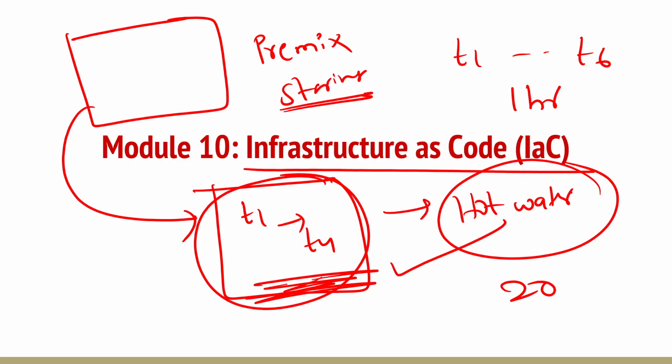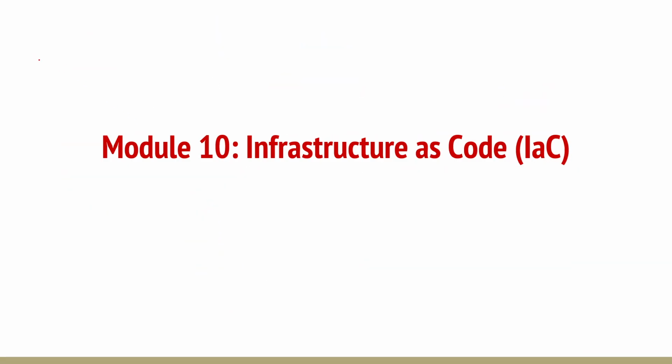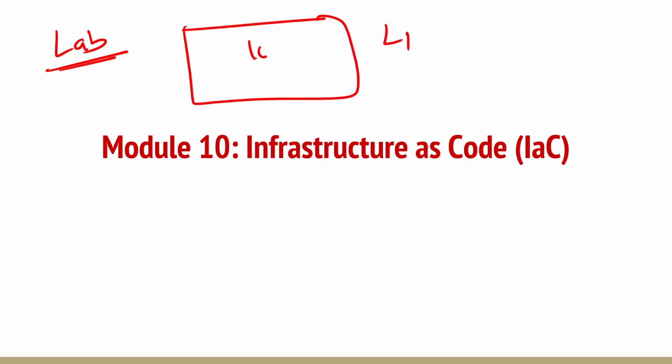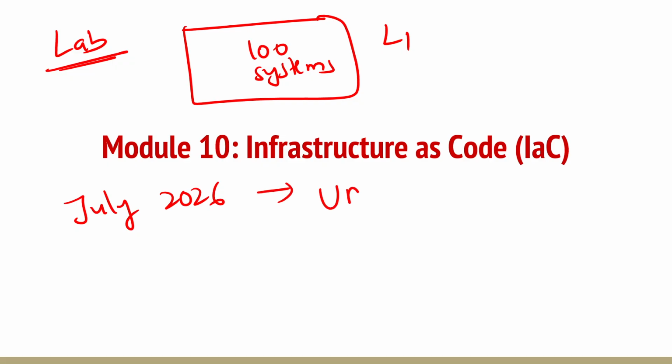Now let me go to a technical example which you can easily relate to. What is the technical example here with infrastructure as code? I am running one lab. We have labs in our colleges. Let's say lab 1 has some 100 systems. This time, maybe July 2026, I want to teach software engineering, and I want to install some UML packages.